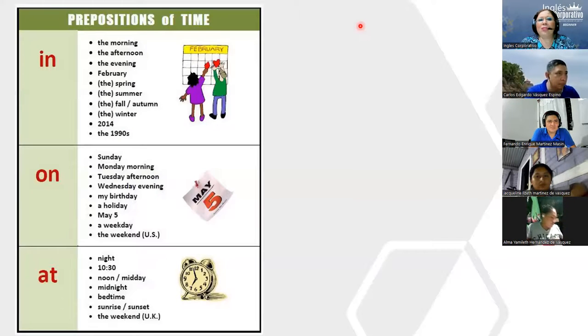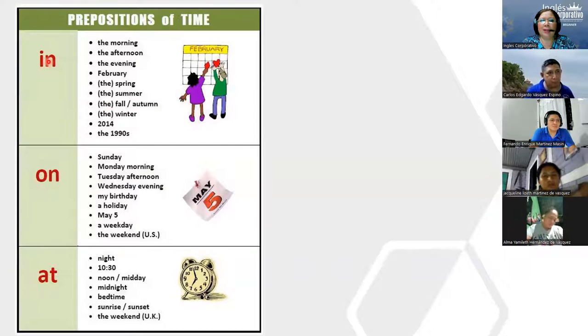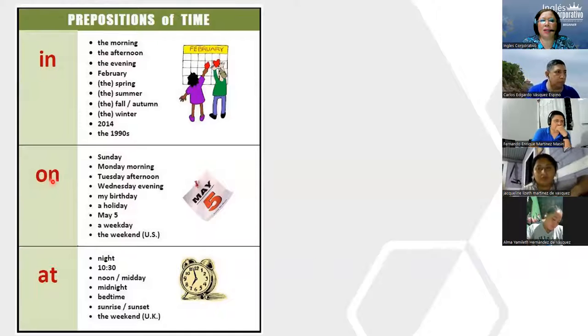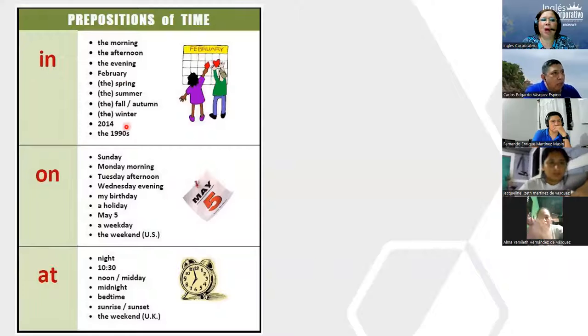Bien. Veamos qué tenemos: the prepositions of time in, on, and at. We need to know which time of the day or of the year, each season, goes with each one. Okay? So we say in the morning, in the afternoon, in the evening, in February, in the spring.